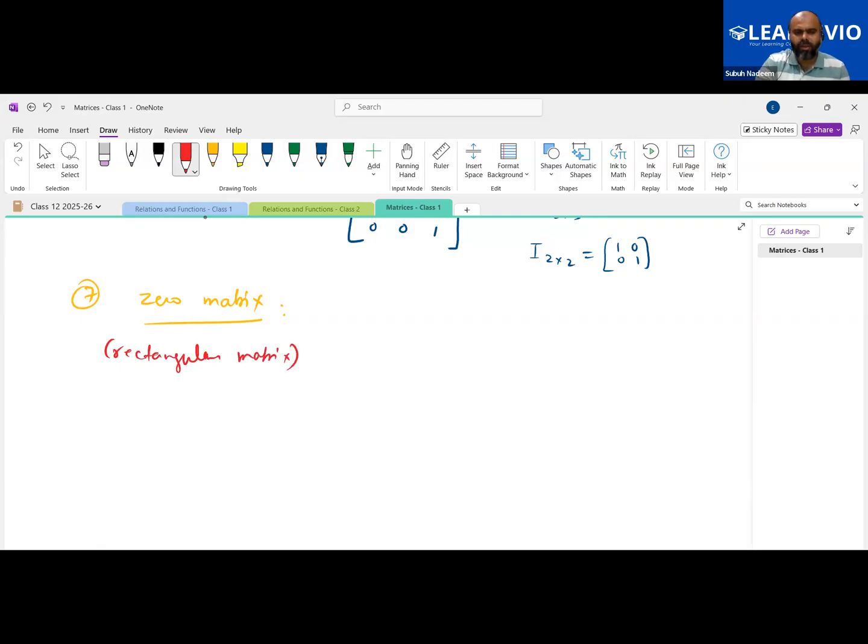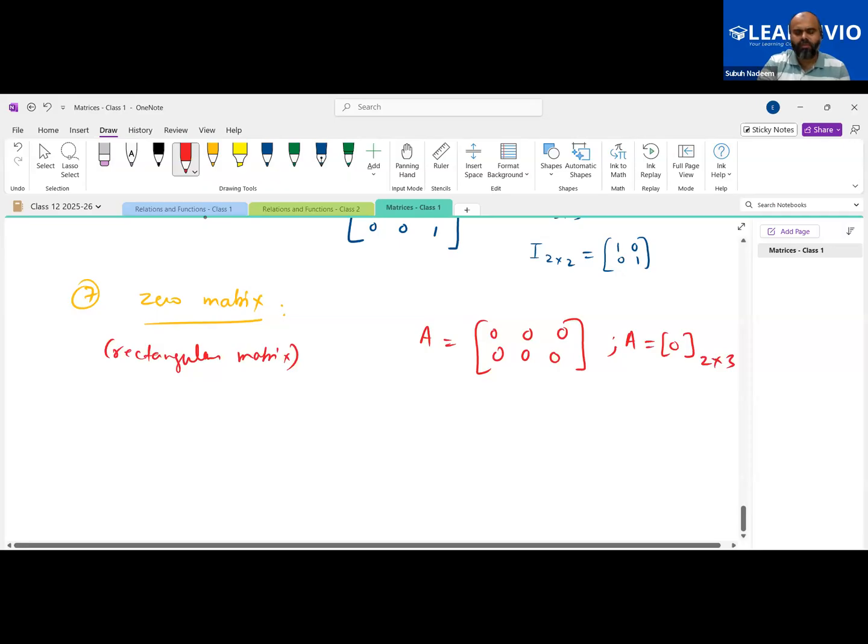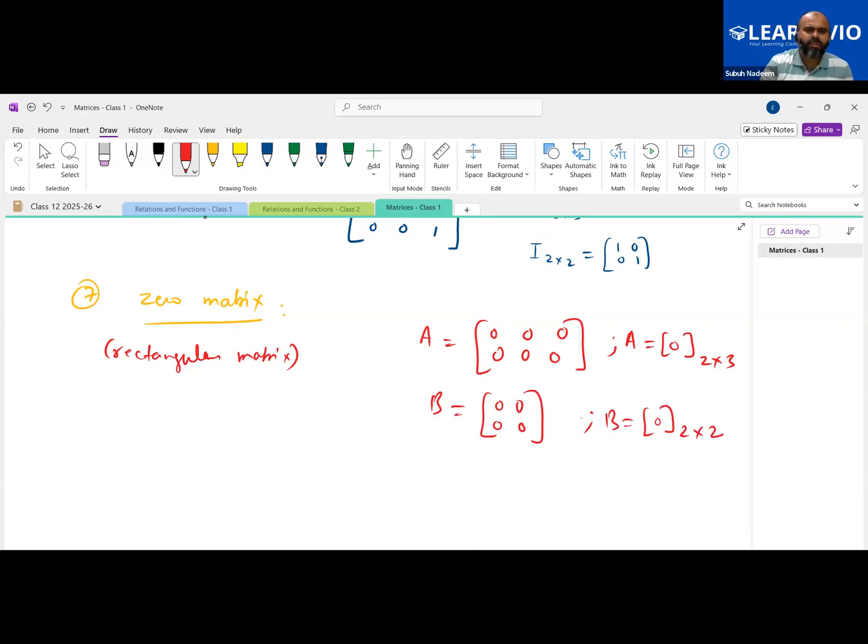So for a rectangular matrix, suppose A is equal to 0, 0, 0, 0, 0, 0. All the elements are 0. So this is a matrix A having element 0, and this is a 2 row 3 column matrix. We can have a square matrix also, 0, 0. So B is equal to having element 0, a 2 cross 2 matrix. So zero matrix means all the elements are 0, simply like that.